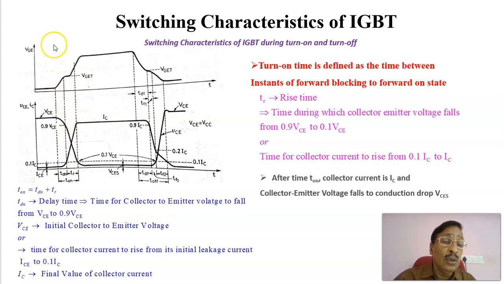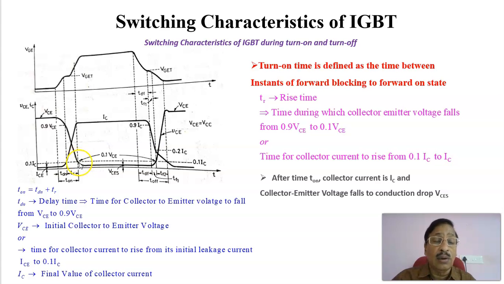Therefore, when you apply the switching signal at this instant to turn on, it takes this much time, a summation of the delay time plus rise time. Thus, for the collector current, the rise time is from 0.1 times IC to IC. After time T on, the collector current will become IC. This is the instant at which the transistor is said to be turned on. After that, the collector current will be IC, and the collector to emitter voltage will fall to VCE.